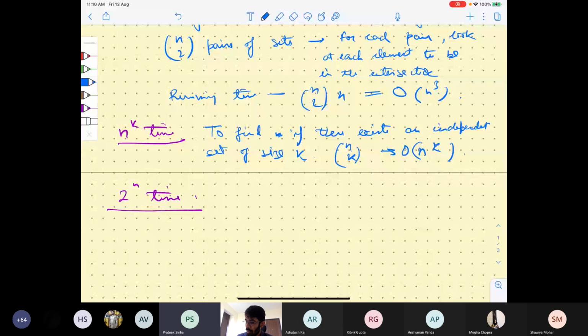Find all the subsets whose sum is equal to a given number k. Yeah, something like that. Exactly. So you are given a set.